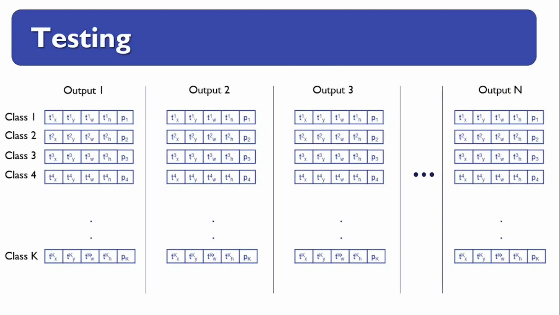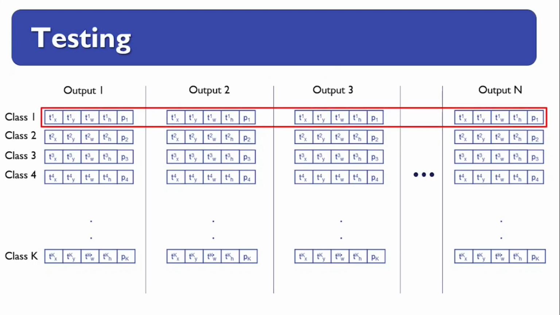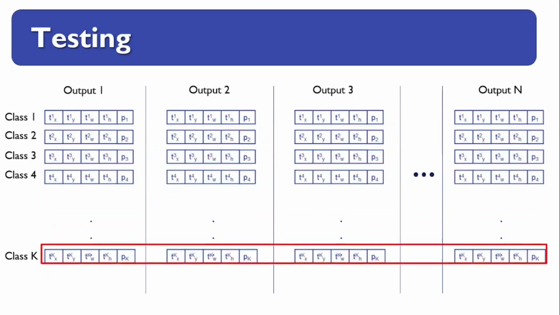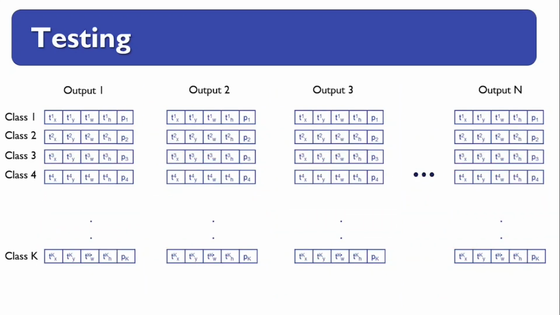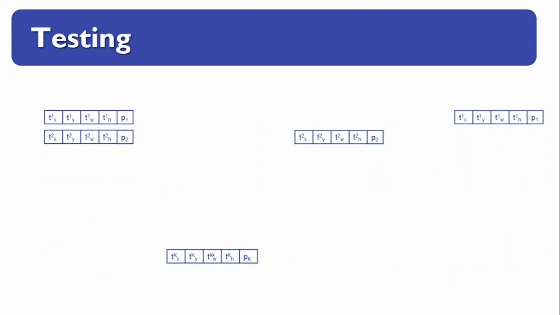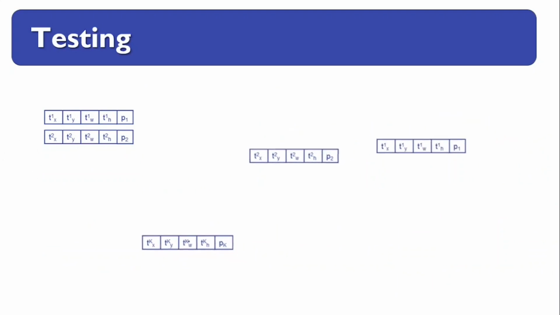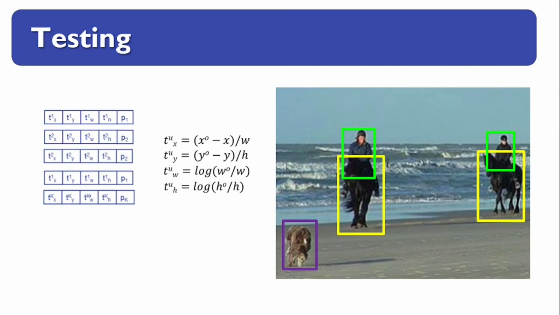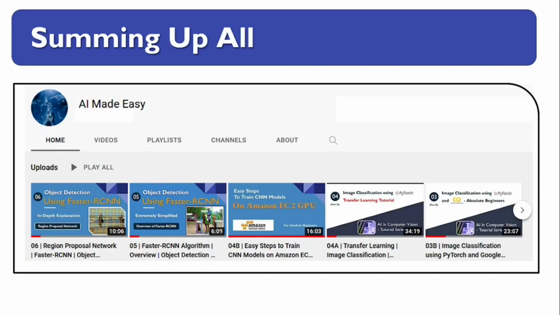Next, we apply the non-maximum suppression algorithm for each class to suppress redundant outputs, which shortlists a few candidates as shown here. We can then obtain the x, y, w, and h of the output bounding box using the inverse of this equation, which finally gives us our final output. So this comes to the end of this video.